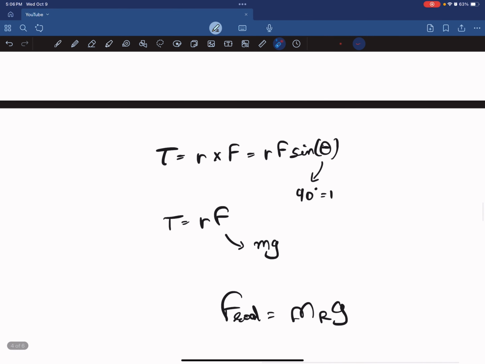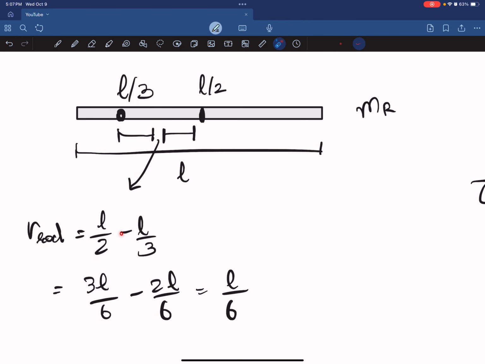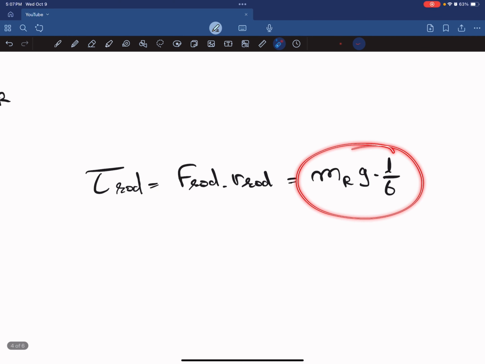Now we know F is equal to mg, but in this case our F rod will be equal to Mr g. Mr is given in the question, the mass of the rod, and our R will be the distance between the center of the rod and the pivot. So our R is this. How to find this R? We subtract L/3 from L/2. By taking the LCM, we'll get L/6. So our R is basically L/6. So this is our first equation.